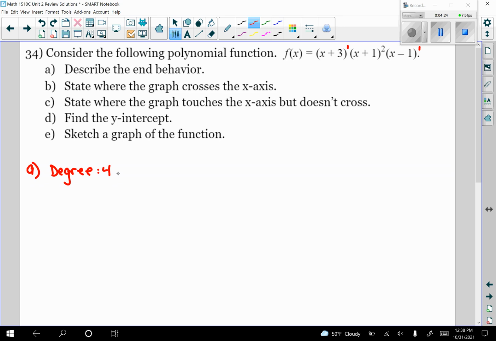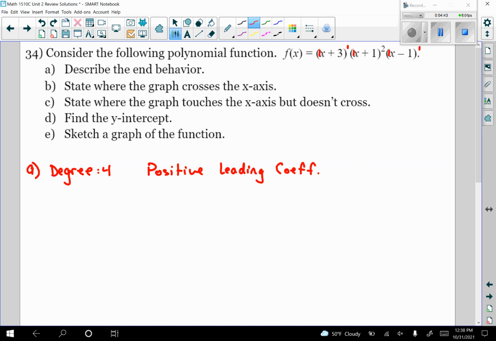So that means the end behavior is going in the same direction. And if we were to expand this, all of the leading coefficients in here are positive. So that means the leading coefficient of the expanded form will also be positive. So we'll say positive leading coefficient.